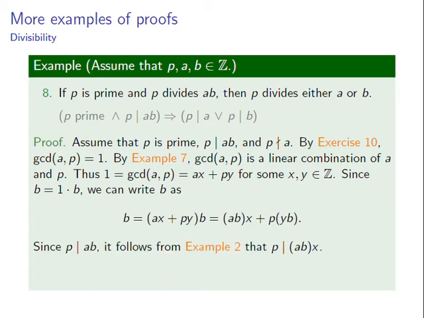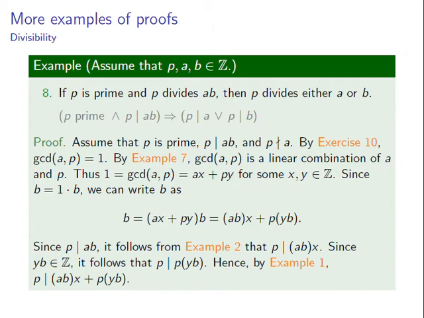Since P divides AB, it follows from example 2 that P divides AB times X. Since YB is an integer, it follows that P divides P times YB. Hence, P divides both terms in the sum. So by example 1, P divides AB times X plus P times YB. Therefore, P divides B, which completes the proof.